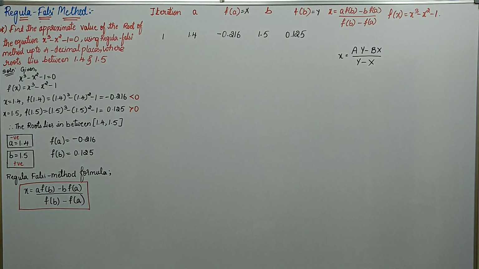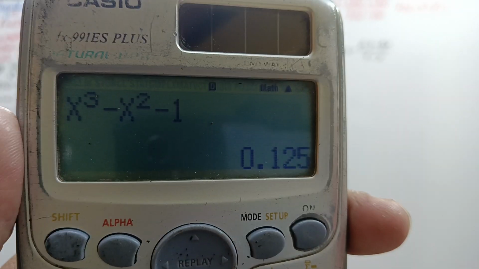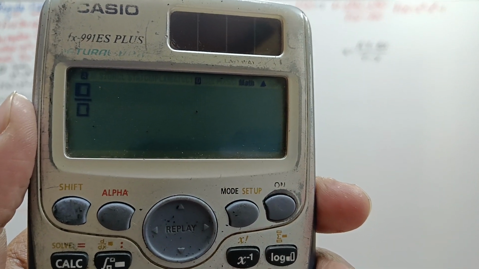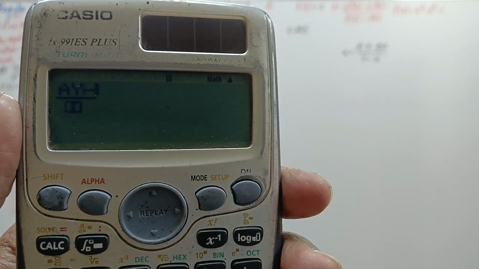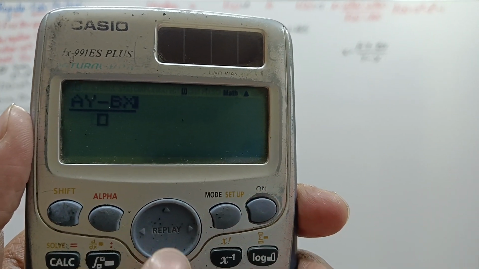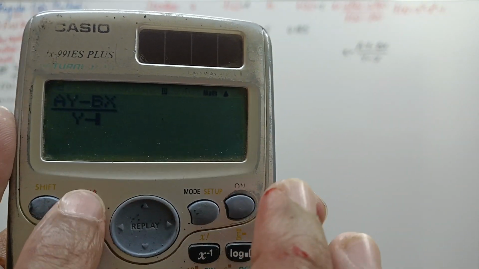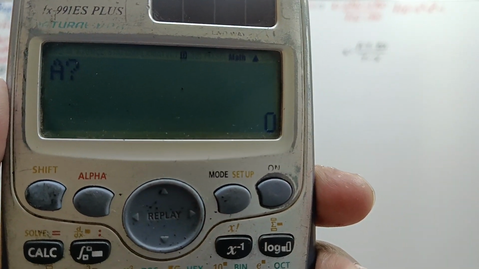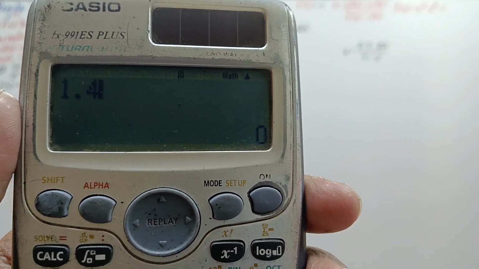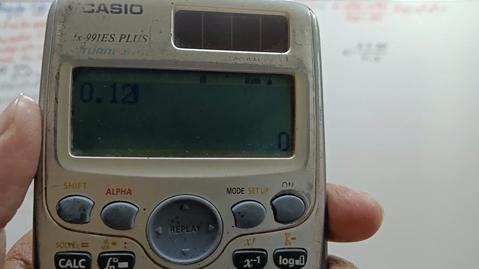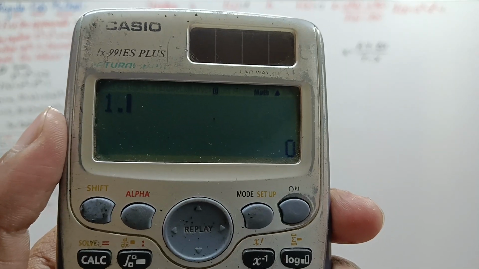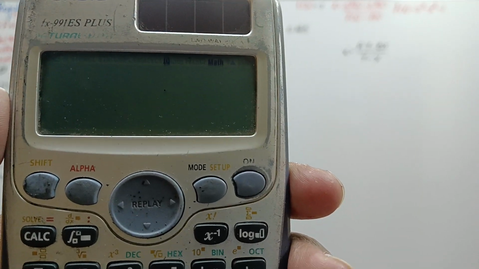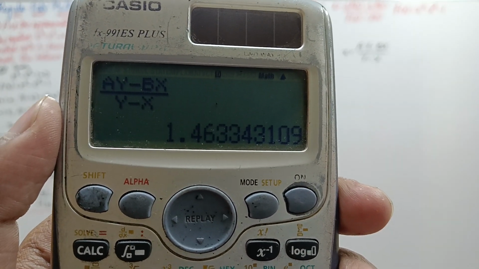After finding the roots of the equation, don't press anything, press AC. Numerator, denominator: alpha A, alpha y, minus alpha b, alpha x, divided by alpha y minus alpha x. Got the point? After entering this, press calc. Give the value of a: 1.4. Value of y: 0.125. Value of b: 1.5. Value of x: minus 0.216. Press equals. You get 1.4633.